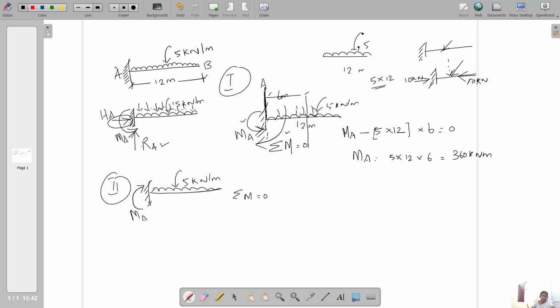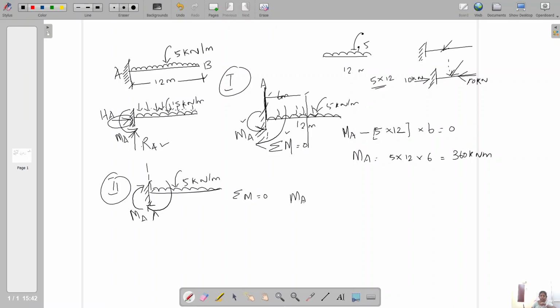So you name it MA. Above the A support, it is rotating along this direction. And now concentrate on the rotation of the loading. It is also in the same direction. About A, the loading as well as the moment are all in the same direction.